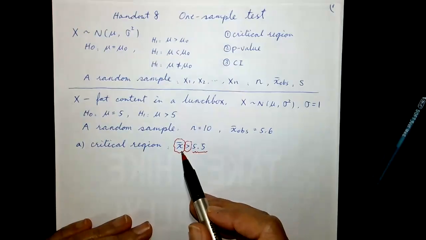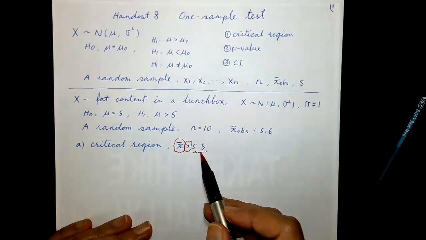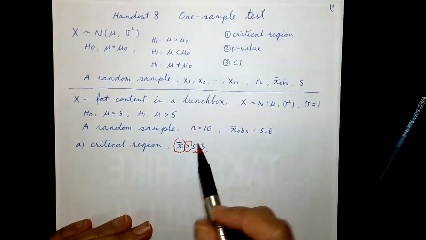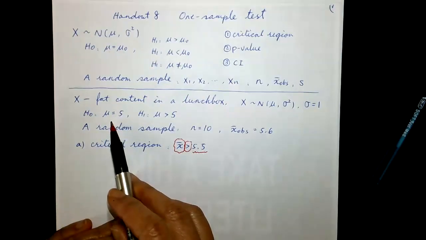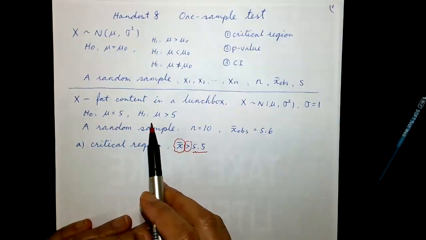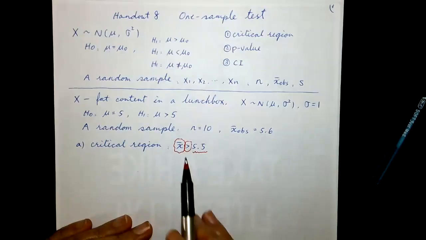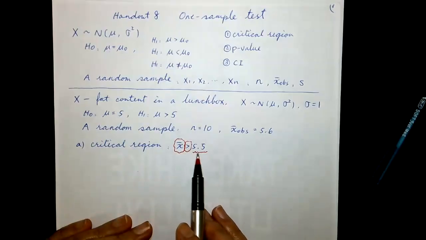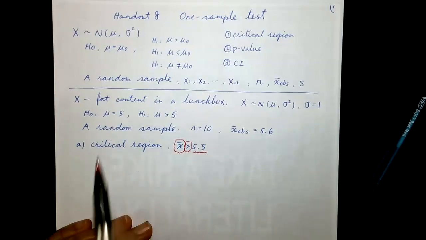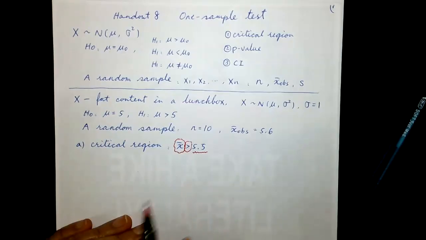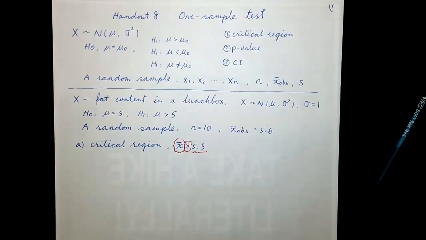If your sample mean is greater than 4.5, is it sufficient to reject H naught, accept H1? You cannot, right? If your sample mean is more than 4.5, then maybe mu is exactly 5, because 5 is greater than 4.5. So I use different ways to discuss these three parts.